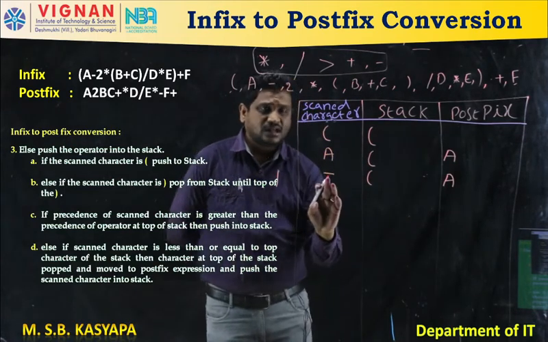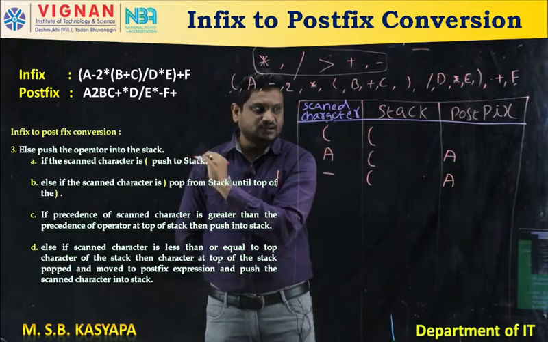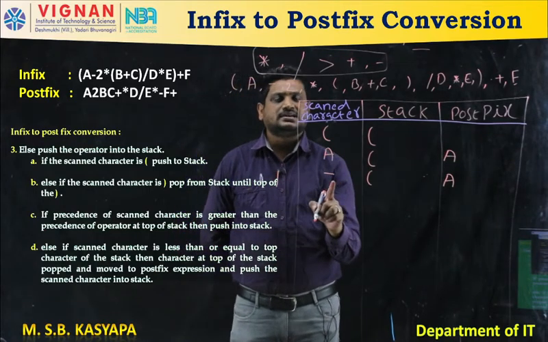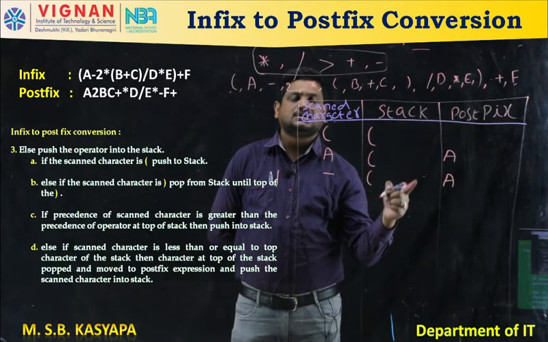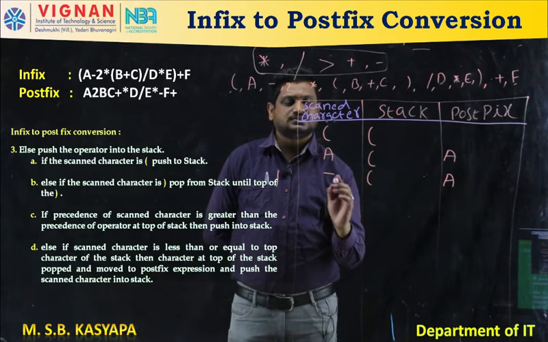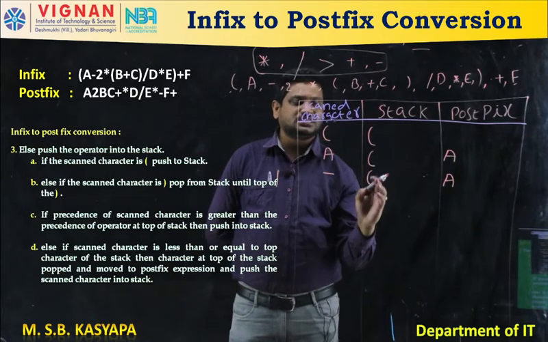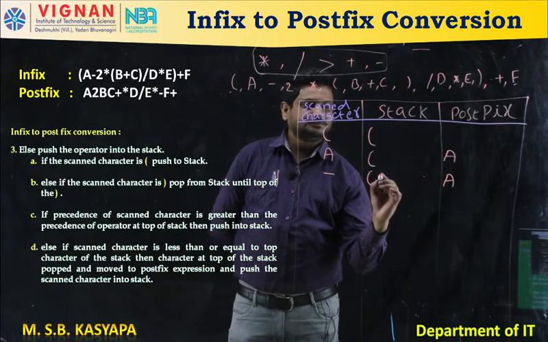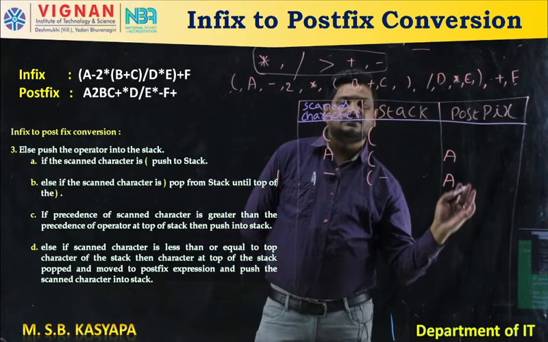Now, I need to move minus. Let us check: it is not an open bracket, it is not a closed bracket, so I have to check the precedence. If the reading character precedence is greater than the top of the stack operator, then I will directly move it to the stack. So, minus is greater than the bracket. Why? Because in expression conversions, I am not considering the bracket precedence. So, it is higher.